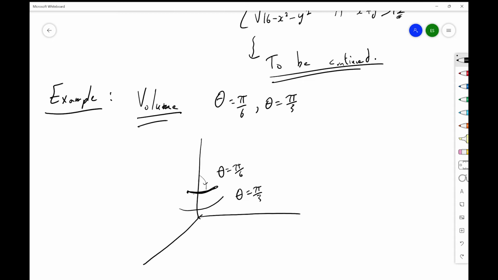And then phi goes from 0 to pi over 3. So phi starts at 0. So this is the segment, and we go to pi over 3. So it's this kind of segment.